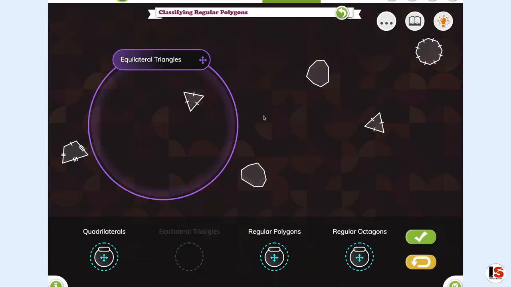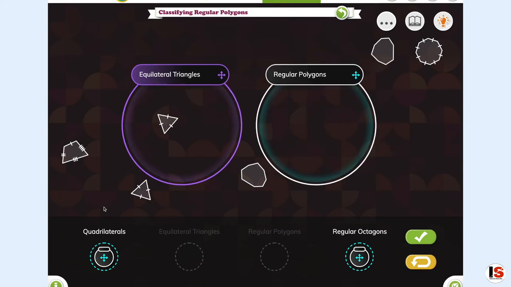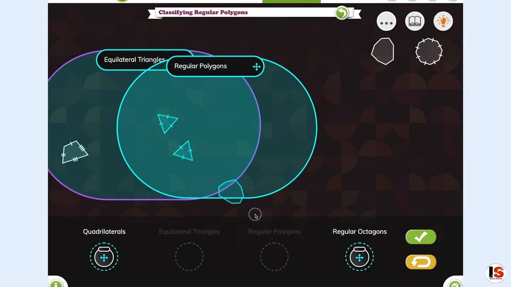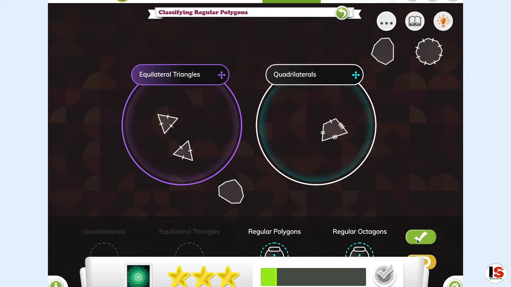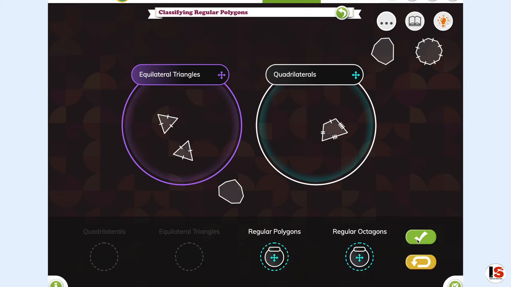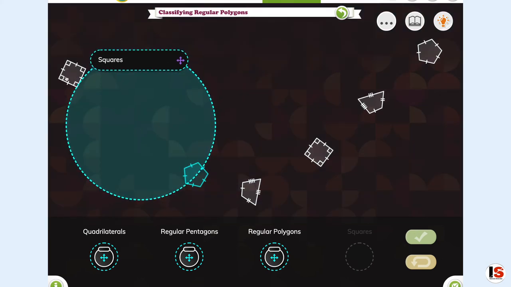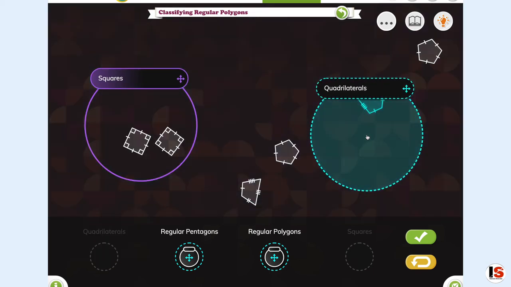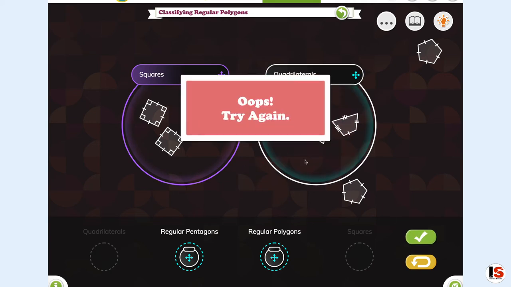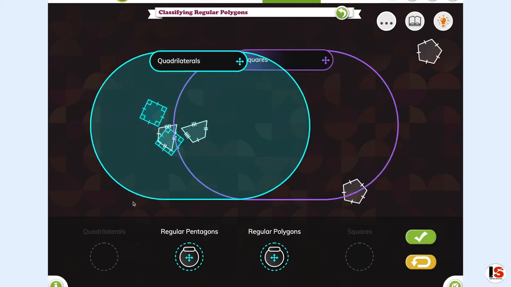Okay, create little triangles. Put these two in, and then we need little polygons. Wait. Quadrilateral. Then put the trapezoid in there. Yes. Press next when you're ready to move on. Squares. There. The attribute relationships in your diagram are incorrect. What does that mean?